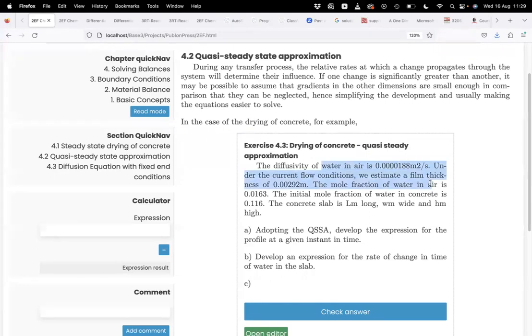So again, we've got the diffusivity of air, we've got a film thickness, we've got a mole fraction of water in air, we've got an initial mole fraction of water in concrete, the dimensions of the slab, and now it says using quasi-steady state, develop the expression for the profile at any instant in time. Okay, so take 5 minutes and develop the quasi-steady state version of the balance.